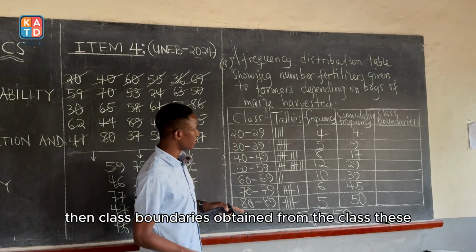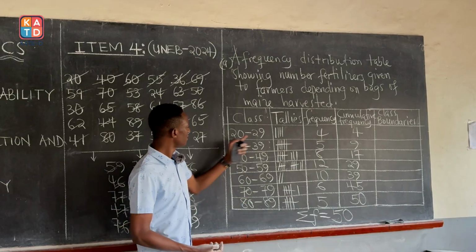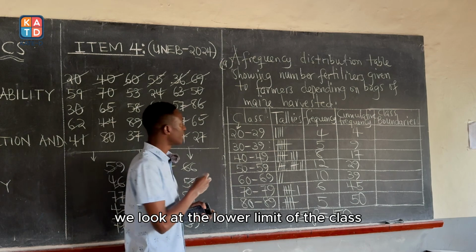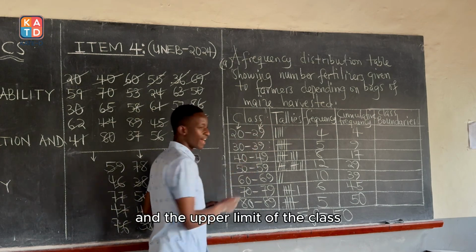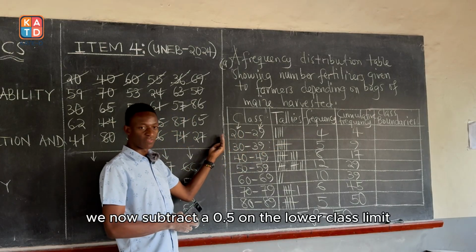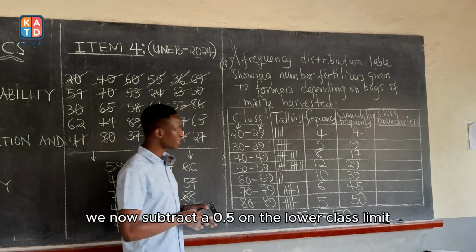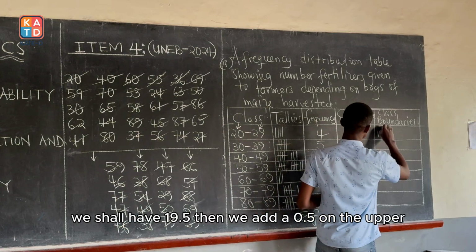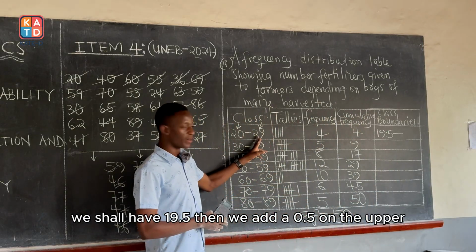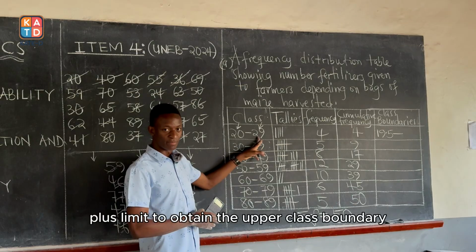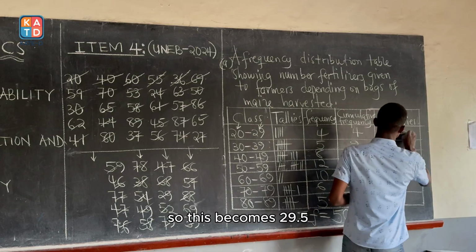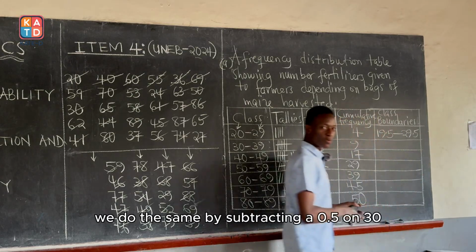Then class boundaries are obtained from the class. So in actual sense, we look at the lower limit of the class and the upper limit of the class. To get the boundaries, we subtract 0.5 from the lower class limit. We shall have 19.5. Then we add 0.5 to the upper class limit to obtain the upper class boundary. So this becomes 29.5.